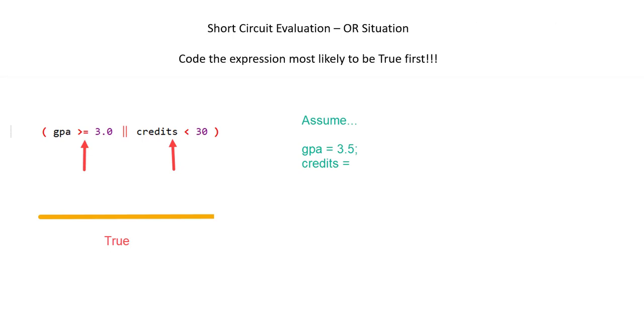This is called short circuit evaluation. For an or situation, you want to code the expression most likely to be true first, because the computer will actually just look at that. If it's true, it sees an or, it says, all right, I'm done. I don't even need to look at credits. Okay.